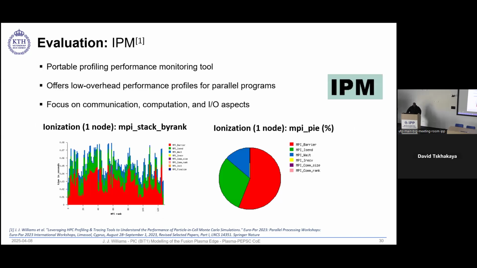IPM is a very, very useful tool developed in the US. It's a portable performance monitoring tool. It offers low overhead performance profiling, and it focuses particularly on communication, computation, and I/O aspects. It gives you very useful information, even buffer sizes and many other things. You get a web browser report, and so on. And it's very useful for very large runs.